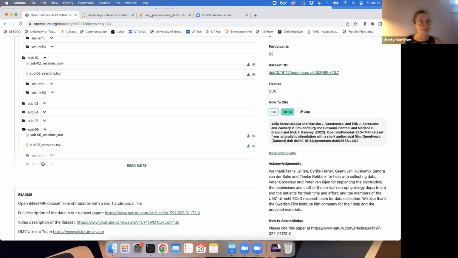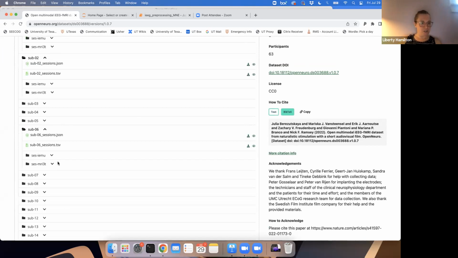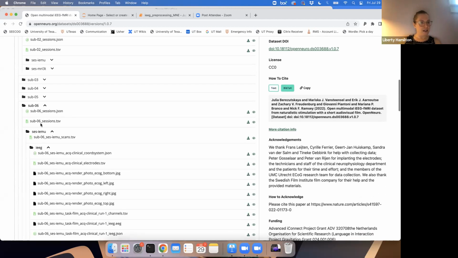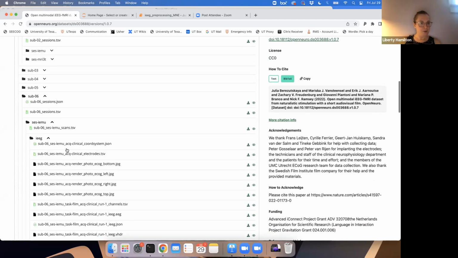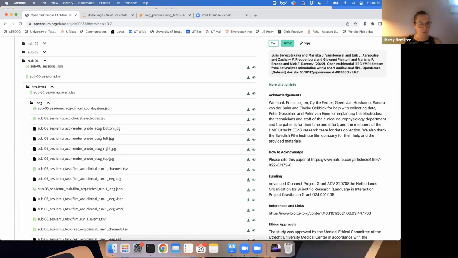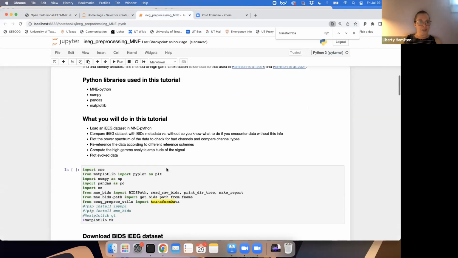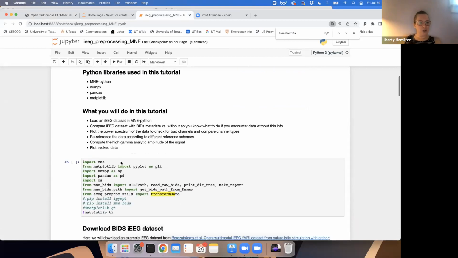And so if you don't want to download that whole data set and you're trying to follow along on your own computer, then you can do that with the subject 6 data. I'm looking at the stuff that's in the session IEMU, and we're going to look at this particular set of data.